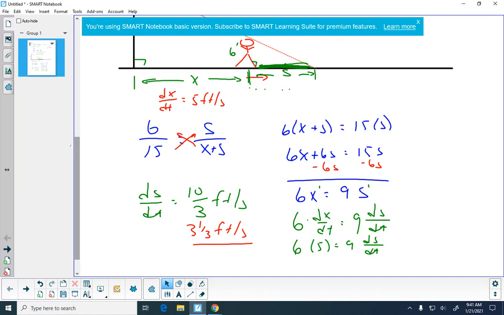Other questions that you have? My goal was to do a couple problems in the first half of class and then give you the rest of the time to work on the problems that are back there. There's 8 more additional problems.